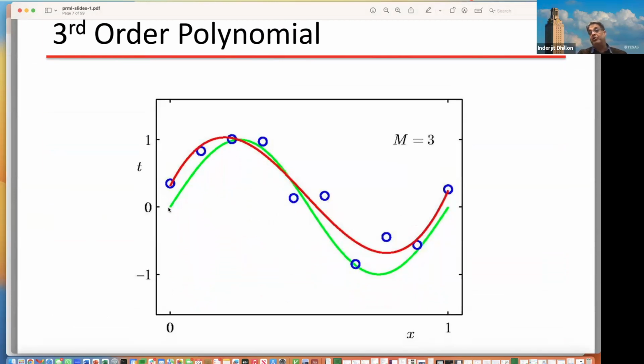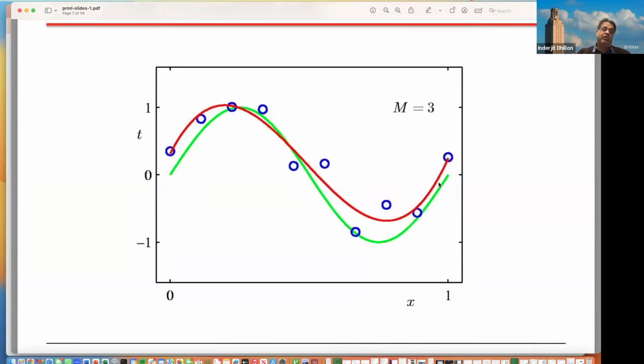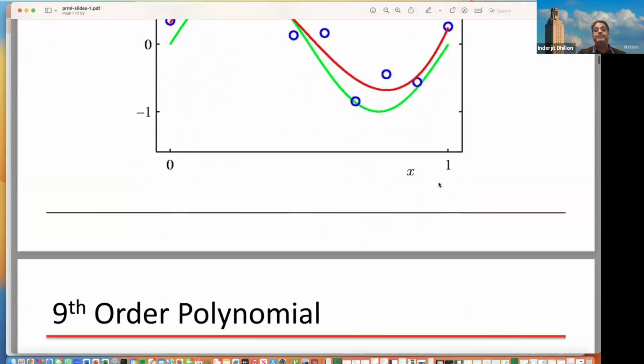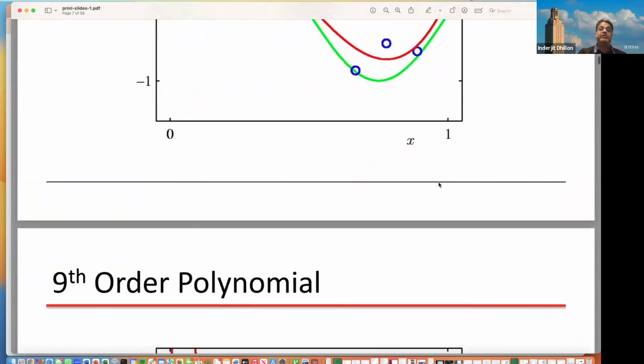Now from the theory of polynomials, you know that a third degree polynomial can have 3 roots. You can see there is going to be one root here, one here, and one over here. So the polynomial will oscillate, because there are these roots. Obviously the fit got better as I went from M equal to 0 to M equal to 1 to M equal to 3. Let's try to make it even better. Let's try something much higher, a 9th order polynomial.